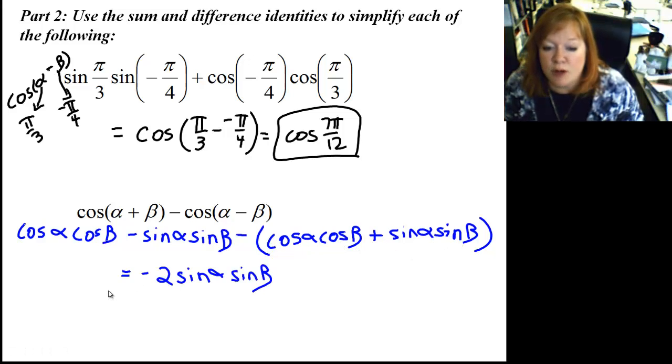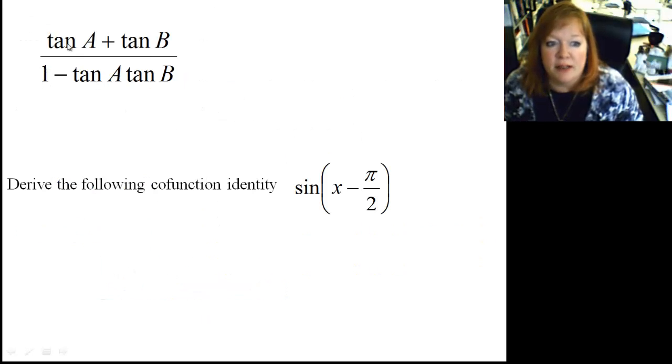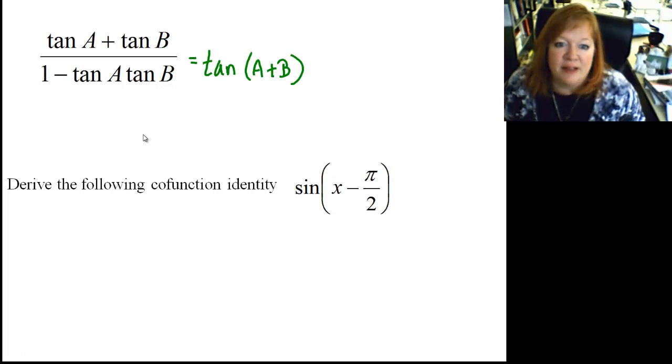And when I subtract this, the cosine alpha cosine beta terms are going to cancel out. And the minus sine alpha sine beta, you're going to be minusing another sine alpha sine beta, so it's negative 2 sine alpha sine beta. That's it. Alright, so there's my final answer for that one. Let's look at this guy, tangent of A plus tangent of B over 1 minus tangent of A tangent of B. Which formula does that look like? Can you find it? You'll see that that's just the alpha plus beta for tangent, so that's going to be tangent of A plus B.